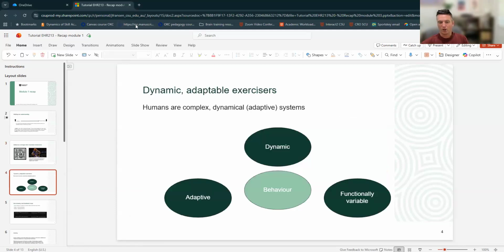What we said is that ultimately what you want to create is dynamic and adaptable exercises, because humans are complex, dynamical, adaptive systems. Right? So when we think of the exercising behavior of any individual, we know that the things that motivate them, that drive them, that optimize performance today may not be the things that optimize performance tomorrow. We have to take into account the dynamics of behavior, and that behavior is functionally variable.